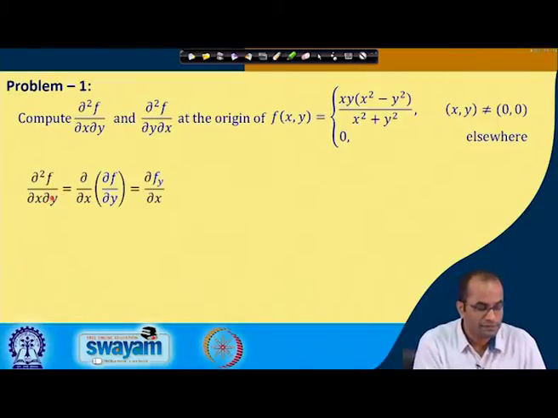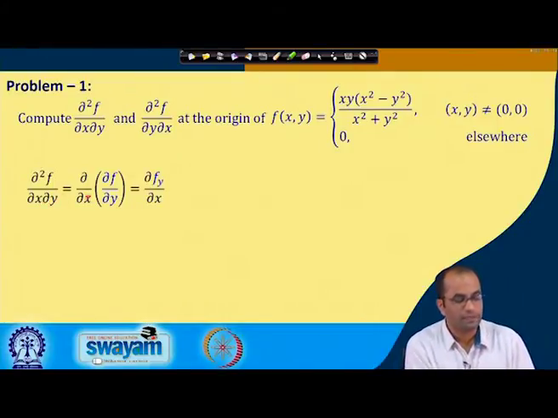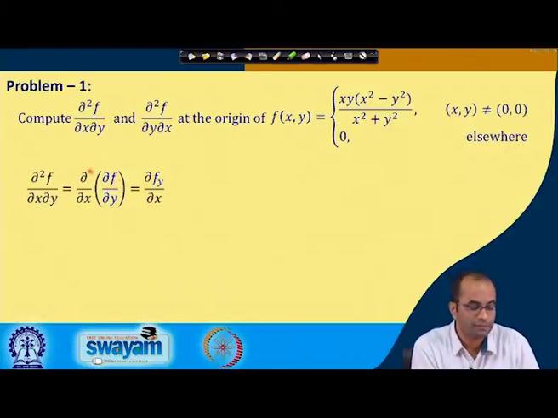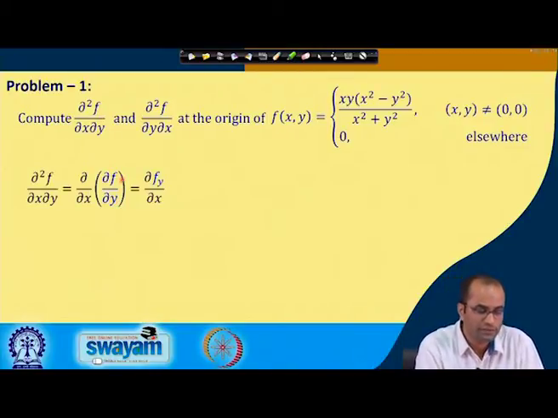As we have discussed, ∂²f/∂x∂y means the partial derivative with respect to x of the partial derivative with respect to y. In short we can denote this as f_y. So we have the partial derivative f_y, and we want to get the partial derivative of this f_y with respect to x.